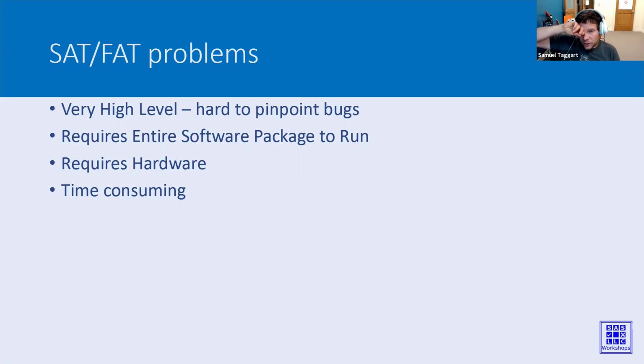The last and probably most important problem is that it's time consuming. If we're trying to do a one or two week sprint or iteration, we don't have time to do a site acceptance or factory acceptance, because when I worked at Westinghouse, the site acceptance test and factory acceptance test took a week or two weeks to run. We can't do that because that would eat up our whole iteration. So we need something more focused, that doesn't require all the hardware and software, and that runs really quickly.